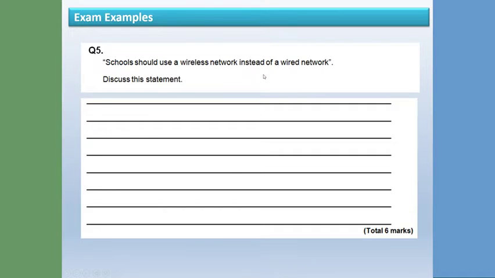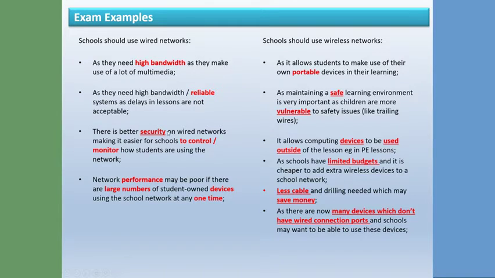Schools should use a wireless network instead of a wired network. Discuss the statement. Well, there's reasons for both. As long as you are picking an argument and then you are discussing some of the benefits of your argument and some of the disadvantages of the other, that will get you the marks. So, schools should use wireless networks. They're higher bandwidth. They make use of a lot of multimedia materials, PowerPoints, etc. They need high bandwidth and a reliable system so there's no delay in lessons, because that's not acceptable.